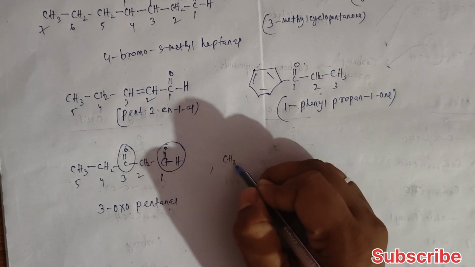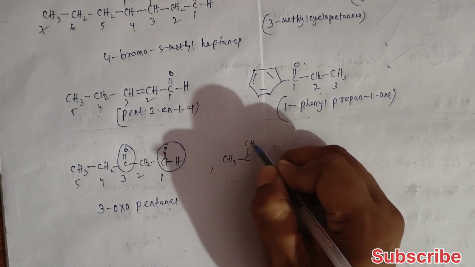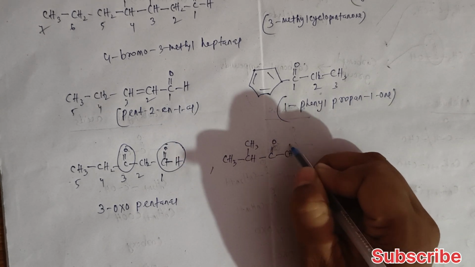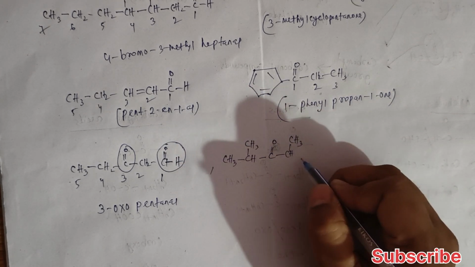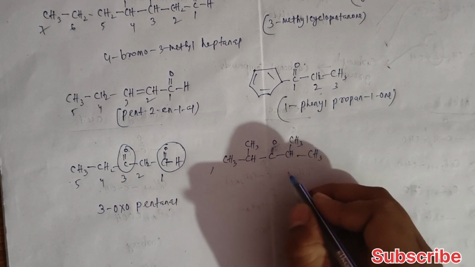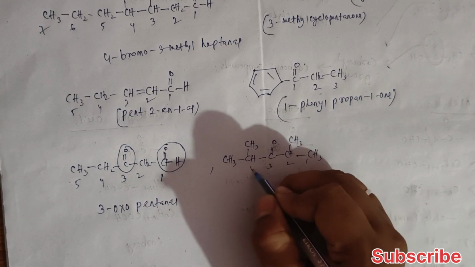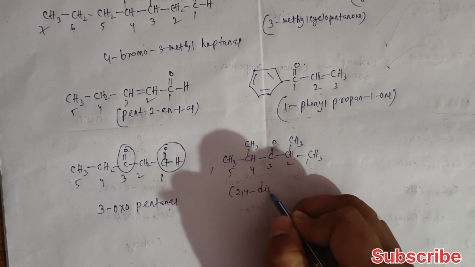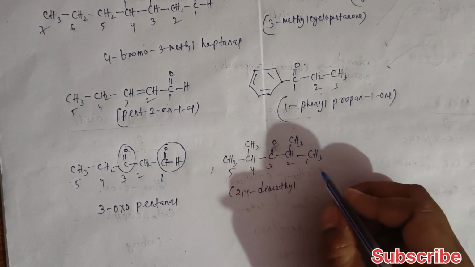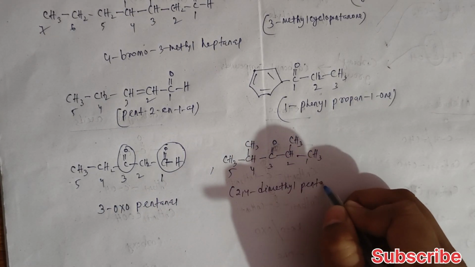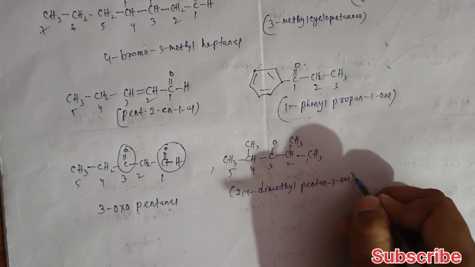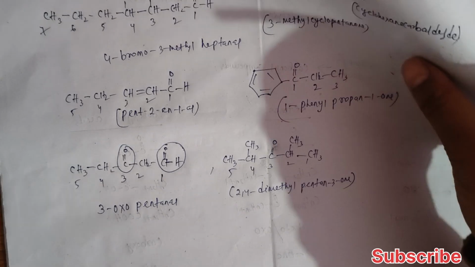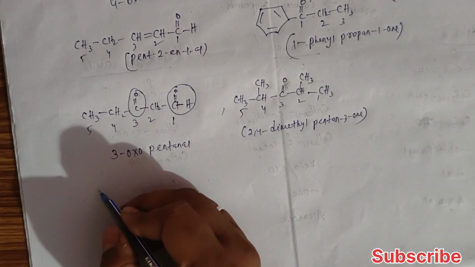So let me write another example. CH3, C, this is CH3, this is H, then C double bond O, then CH, CH3, then again CH3. So 1, 2, 3, 4, 5. Its name will be 2,4 dimethyl pentan-3-one. 2,4 dimethyl pentan-3-one will be its IUPAC name.